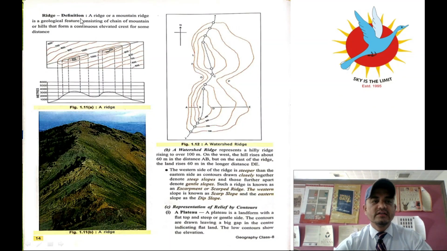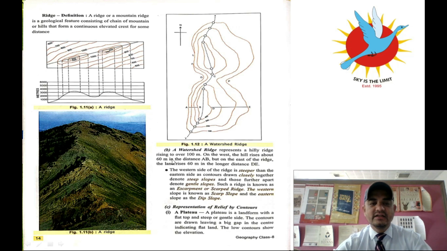Now about the ridges. The definition of a ridge: a ridge is a geographical feature consisting of a chain of mountains. It means many mountains are connected to each other and that forms a ridge. Next one is the watershed ridge. A watershed ridge means the water is divided in different directions because of the ridge. That's why it is called a watershed ridge.